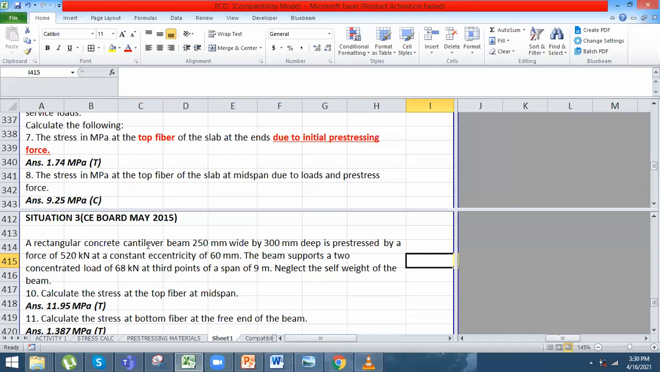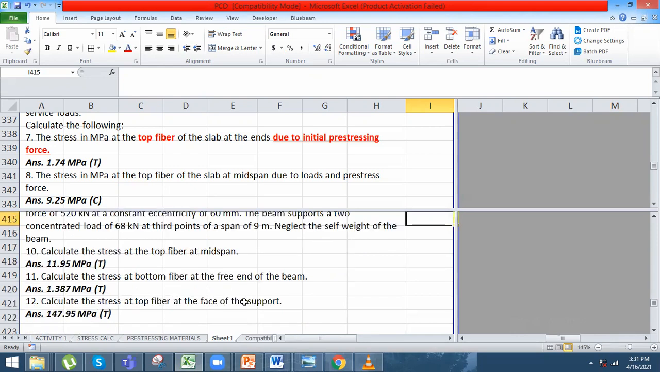A rectangular concrete cantilever beam, 250 millimeter wide by 300 millimeter deep, okay, is pre-stressed by a force of 520 kilonewton at a constant eccentricity of 600 millimeters. The beam supports two concentrated loads of 68 kilonewton at third points of a span of 9 meters. Neglecting the self-weight of the beam, calculate the stress at the top fiber at the midspan.